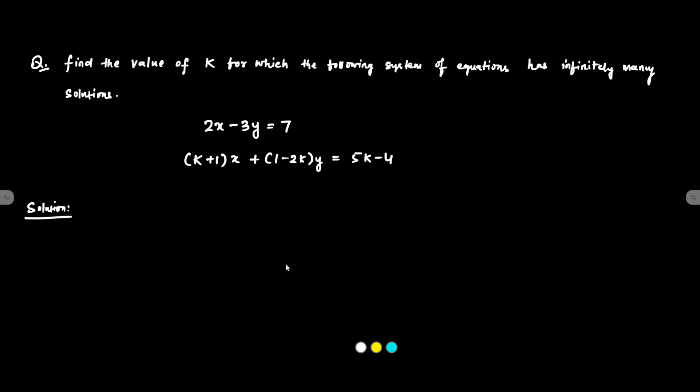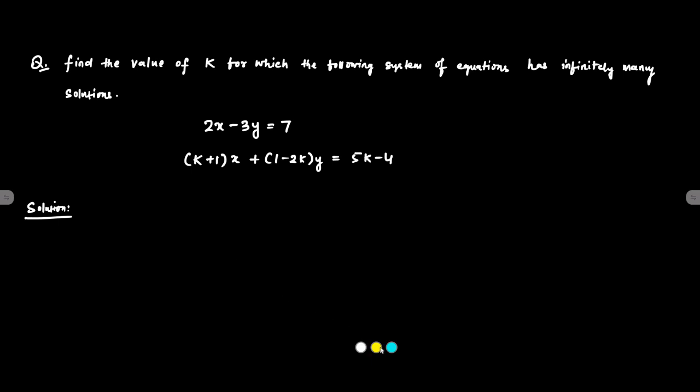So here is another question on conditions for solvability of linear equations in two variables. Find the value of k for which the following system of equations has infinitely many solutions. The two equations are 2x minus 3y is equal to 7 and (k plus 1)x plus (1 minus 2k)y is equal to 5k minus 4.